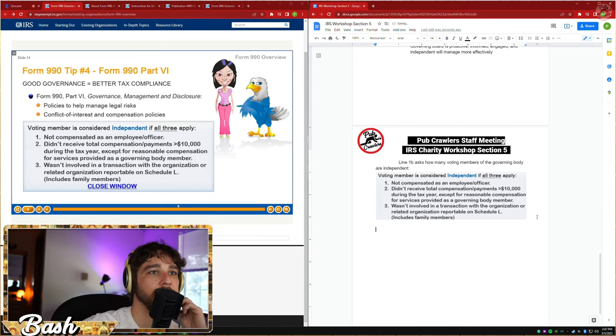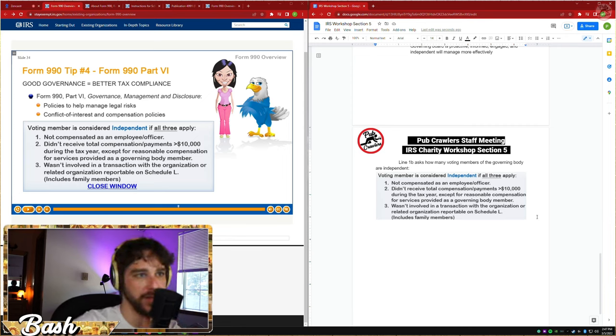All right. So not compensated as an employee or officer, did not receive over $10,000 during the tax year, except for reasonable compensation for services provided as a governing body member, wasn't involved in a transaction with the organization or related organizations reportable on Schedule L, which includes family members. So that's like if we have people on the board of directors that aren't doing officer roles.